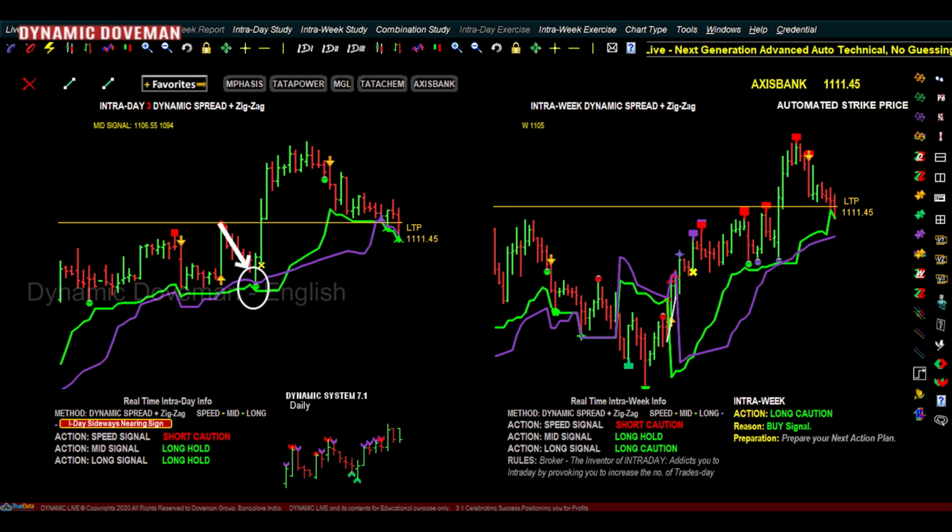So for this signal, what did we do the last time? We exited and we reversed the trade. Same thing, just repeat it. Exit the short position and take a long position.